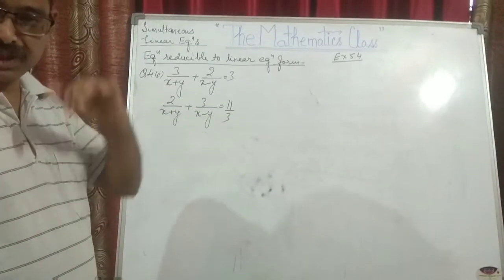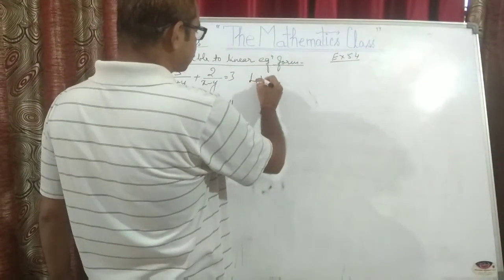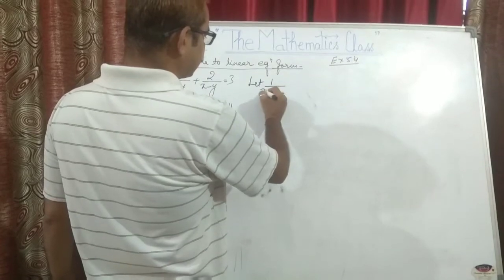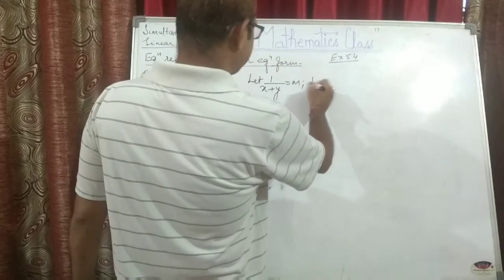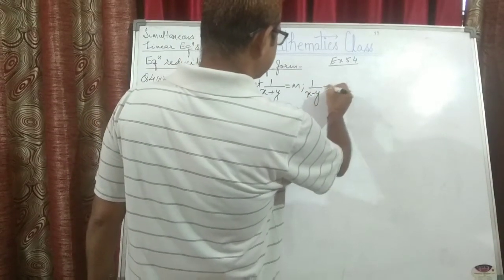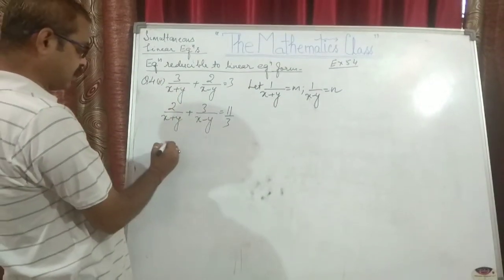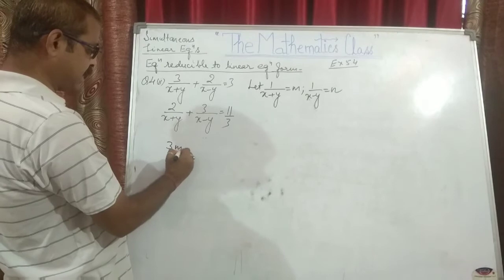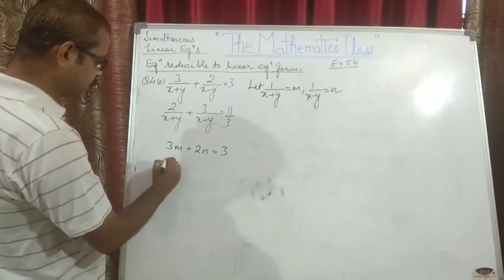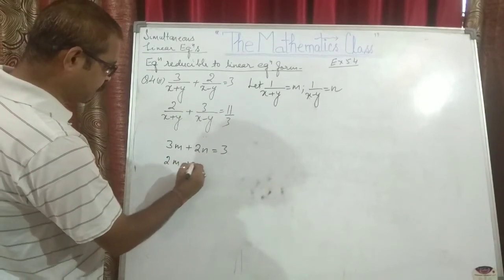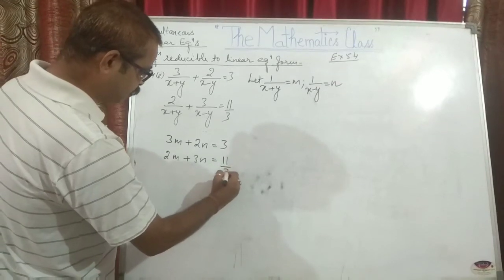So first thing, just as I have done in the first part, let us assume something. What? 1 upon x plus y can be considered as m, and 1 upon x minus y can be considered as n. Now this equation will become 3m plus 2n is equal to 3. This will become 2m plus 3n is equal to 11 upon 3.